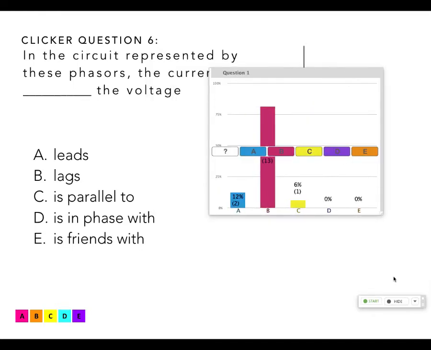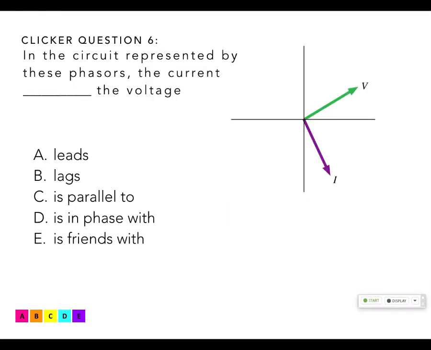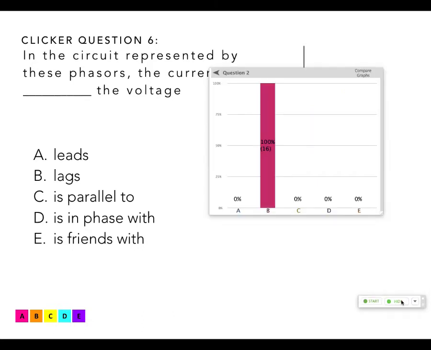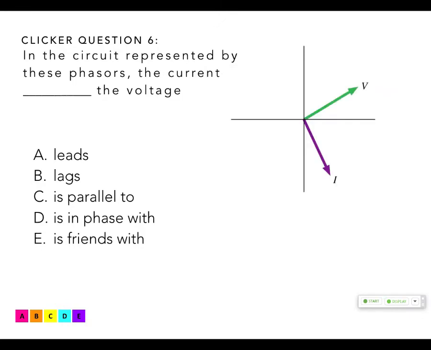Okay. Yeah. Please discuss it. We'll vote again. Is it lag? Better. Much better. Okay, so it lags behind the voltage. You're just looking at, remember, which way does this rotate? Counterclockwise. Okay, so that means voltage always comes before current, which means current is lagging.